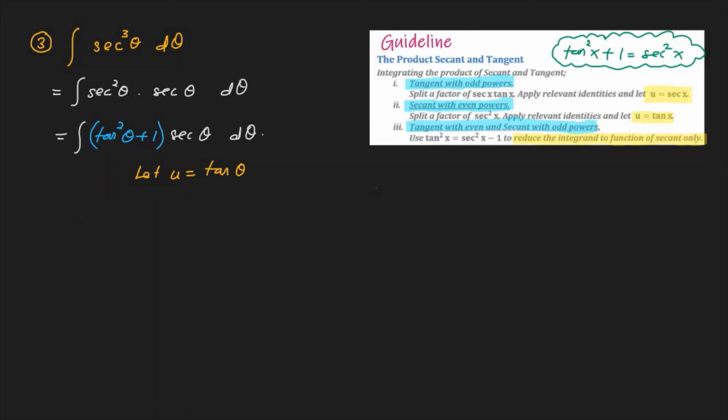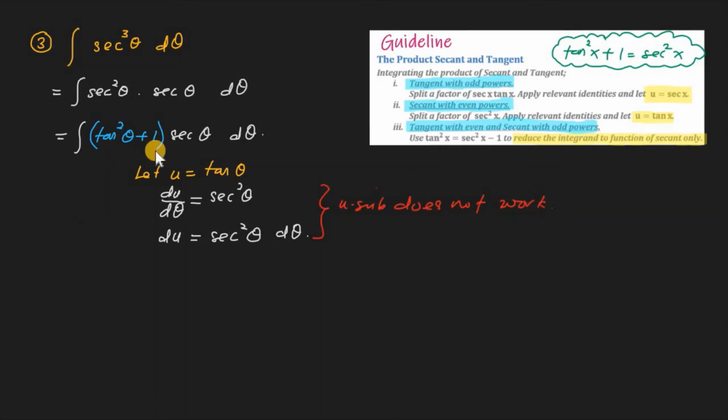look into your formula list: what is the derivative of tangent? In our formula list, the derivative of tangent is secant square theta. We need secant square, but we only have secant over there. So in this case, the u substitution does not work, because you cannot replace everything into a simple u.